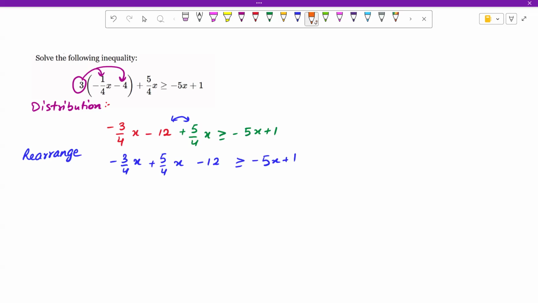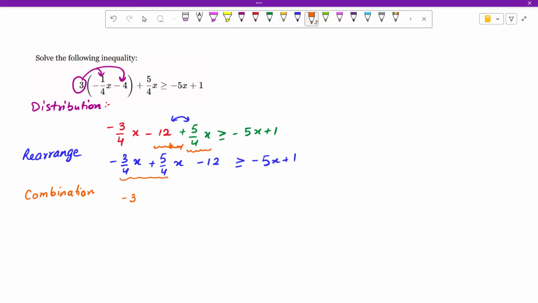Now, what is the next thing we can do? Are you asking me to rearrange stuff? No, we have already rearranged this and this. The next thing is combination. We have to combine.